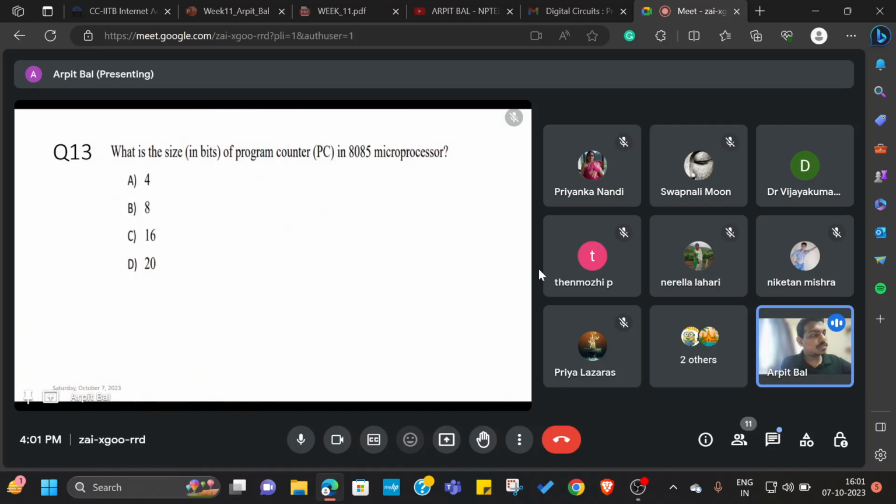Okay. So the next question is, what is the size of the program counter in the 8085 microprocessor? 16 bit. Correct. 16 bit.